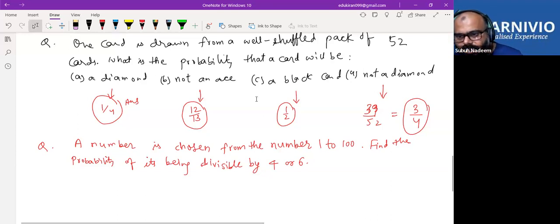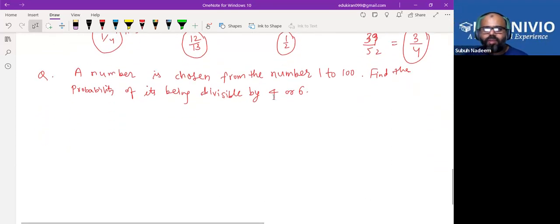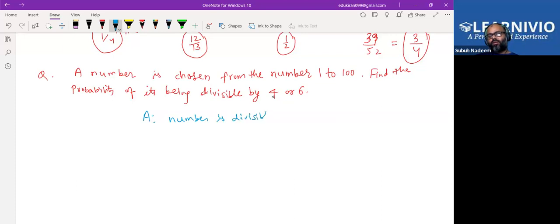So here the number has to be divisible by 4 or 6. First of all, you have to select the proper events. What will be the events? Sir, A is the event that the number is divisible by 4. And what will be the event B? Number divisible by 6.